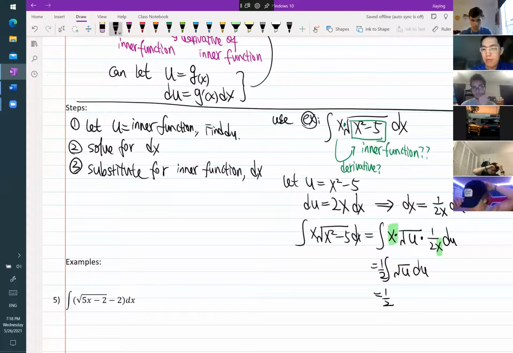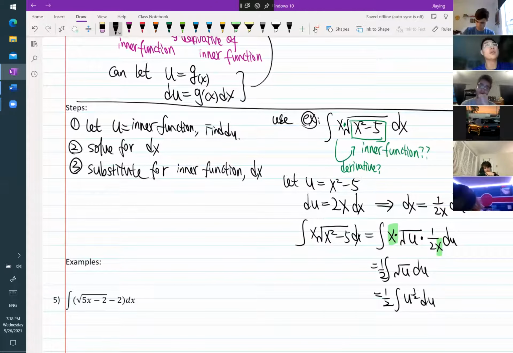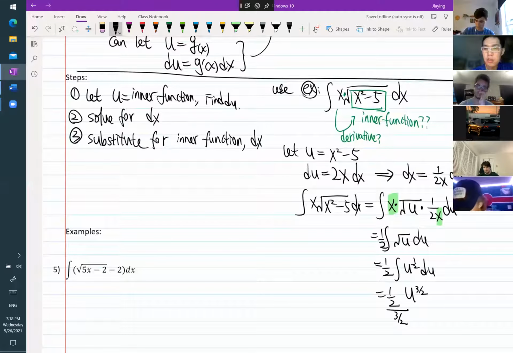So that will become 1/2. This is integrating u to the 1/2 du, just like we integrate x to the half dx. So that will become 1/2, u to the 1/2 plus 1 is 3/2. And then we have to divide by 3/2, plus the c. If you rewrite that a bit, 1/2 divided by 3/2 is times 2/3. So we get 1/3 u to the 3/2 plus the c.